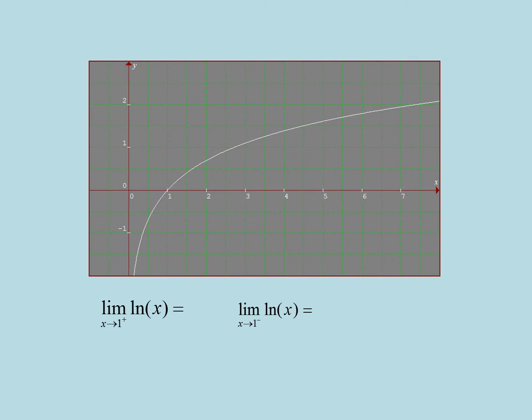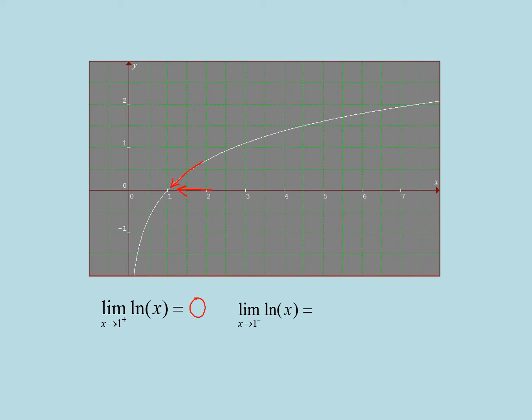Let's try another one. Here we have the limit of the natural log of x as x approaches 1 from the right. As x approaches 1 from the right, let's look at what's happening with the y values. So the y values from the right are coming down to this point. So that appears to be 0.